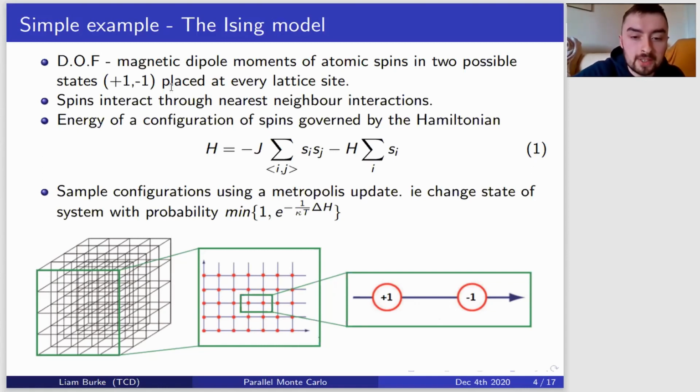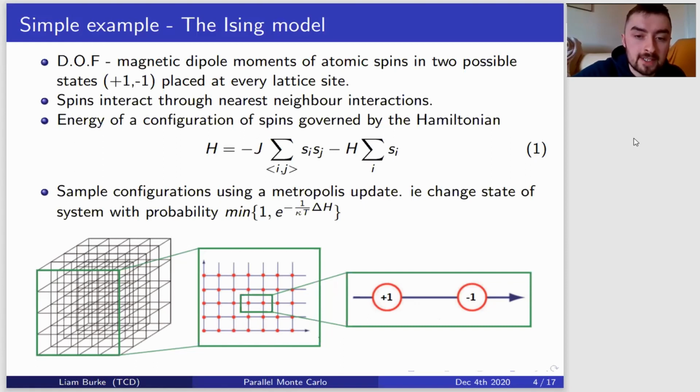Once we've generated the set of configurations that we're interested in, this allows us to compute whatever properties we're interested in, such as the average magnetization of the model, or the magnetic susceptibility. And we average these observables that we compute at every configuration over the full set of configurations that we generated.